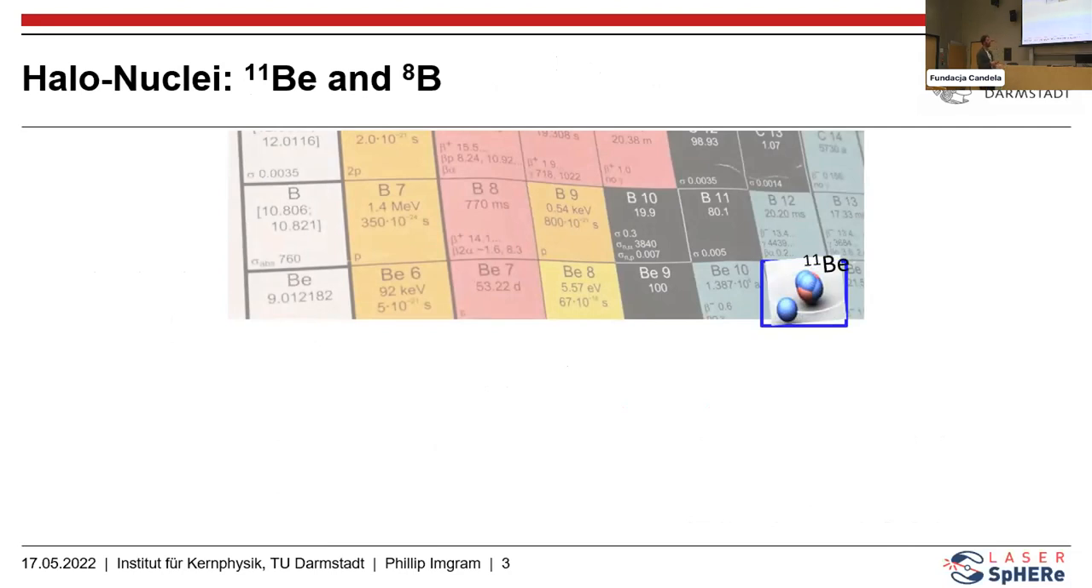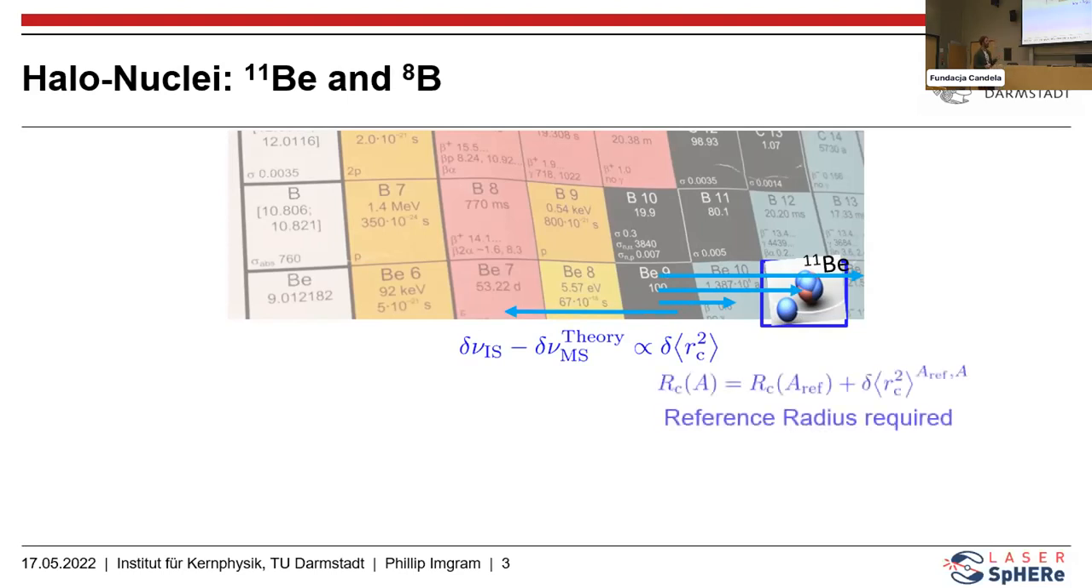And if you want to investigate this, and this has been done, you can, as I explained, measure the isotope shift and then ask theory to calculate the second origin of the isotope shift, which is the so-called mass shift. Together with the mass shift, you can then extract the finite size, or the change of the nuclear charge radius. This has been done for beryllium, and with this you can nicely get out the halo radius of this neutron. However, in the end, as I said, you again need the reference radius for beryllium-9.